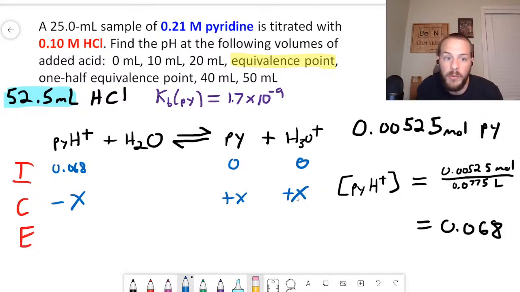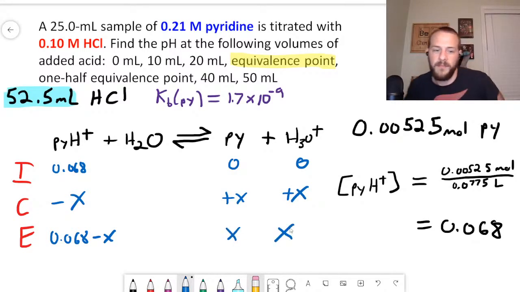And so at equilibrium, what do we have? Well, we have 0.068 minus X. That's the concentration of PYH plus. And then for pyridine and hydronium ion, they're both going to be X, right?